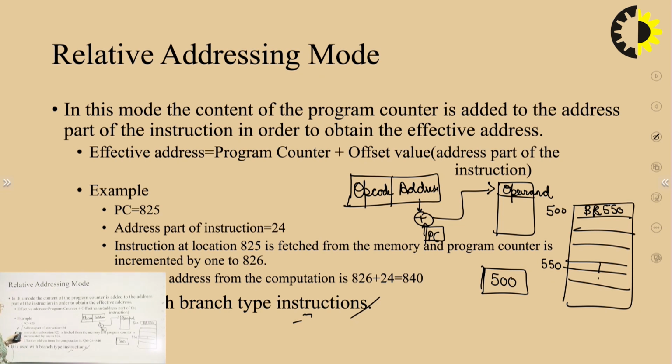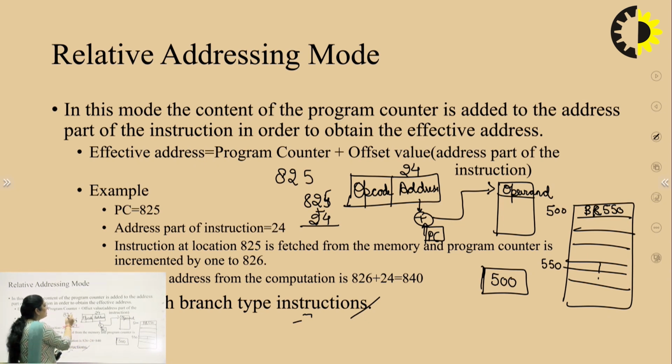Let's say the program counter is pointing to 825. That means the next instruction to be executed is lying at location 825. Now the address part of the instruction says 24. We need to add a value 24 to it. So 825 plus the value 24, and then you will get the address where the effective address is, from the computation 826 plus 24.